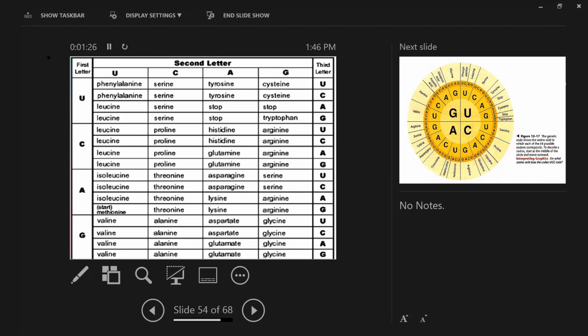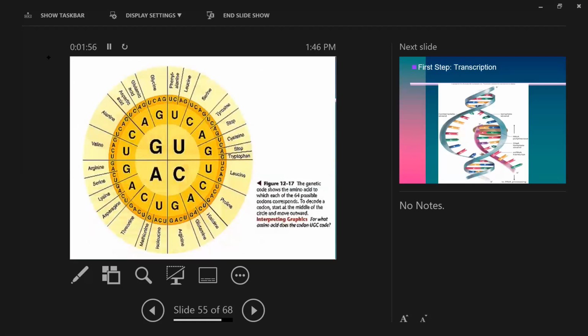But what I want you guys to see is look at tryptophan right there. Tryptophan only has 1 combination, U, G, G. But then look at proline. Proline has 4 right there. CCU, CCC, CCA, CCG. So some amino acids have multiple codons, while other amino acids only have 1, like tryptophan and methionine. That's translation.